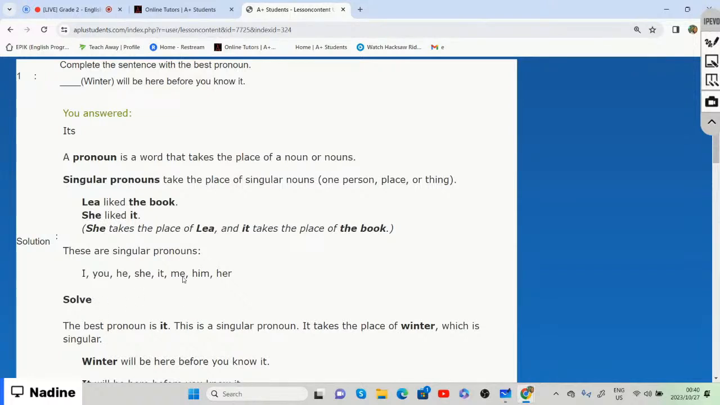If we look at the singular pronoun, say, for example, I like Leah. That means that Leah is already the set one, which means that Leah is replaced by she.